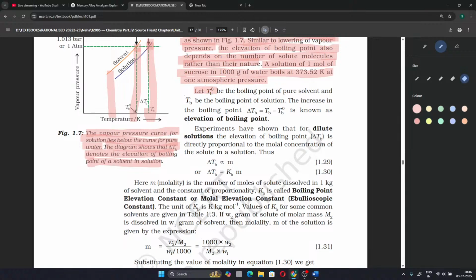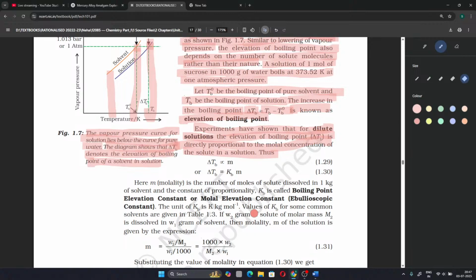Let T0 be the boiling point of pure solvent and Tb be the boiling point of solution. The increase in the boiling point, delta Tb equals Tb minus T0, is known as the elevation in boiling point. Experiments have shown that for dilute solutions, the elevation of boiling point is directly proportional to the molar concentration of the solute in a solution. This is for dilute solutions.